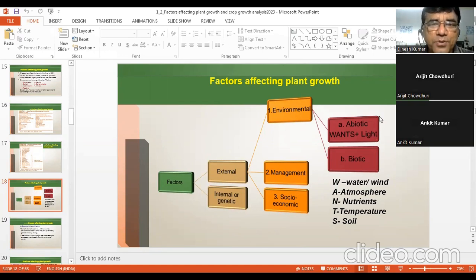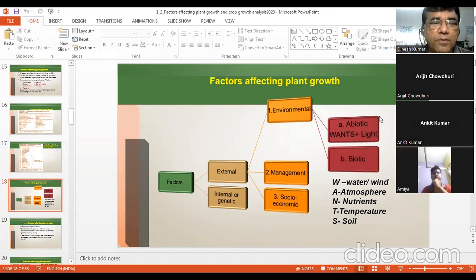So factors can be of two kinds. One is external, the other is internal. Internal factor is actually genetic factors. And what these genetic factors are doing in the plant, first thing is that they control the photosynthesis. Plant can be of C3 type, C4 type. So this is their genetic factor, that some plants have the C3 pathway of photosynthesis, some have C4. So this is their genetic control, internal factor.